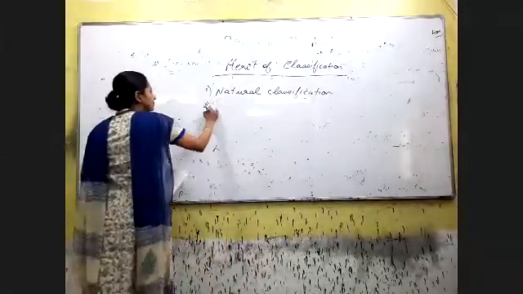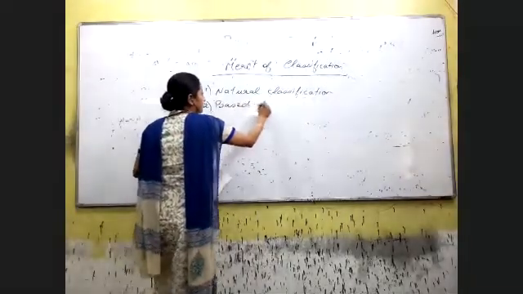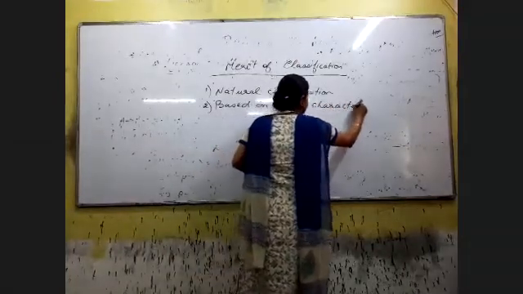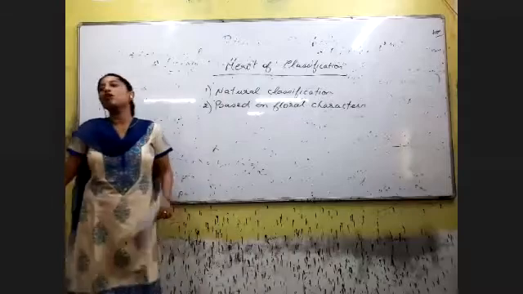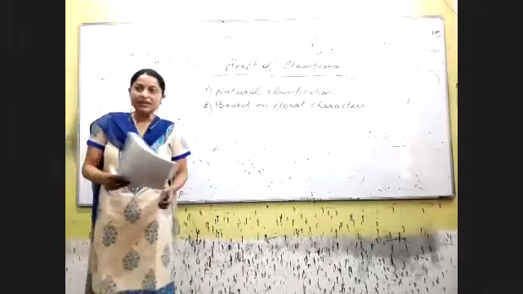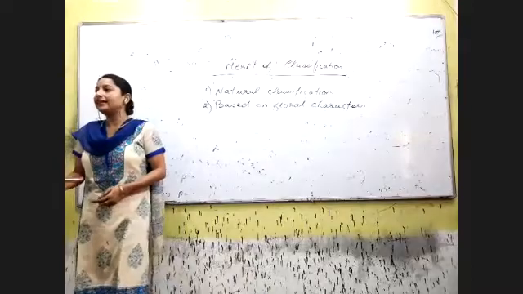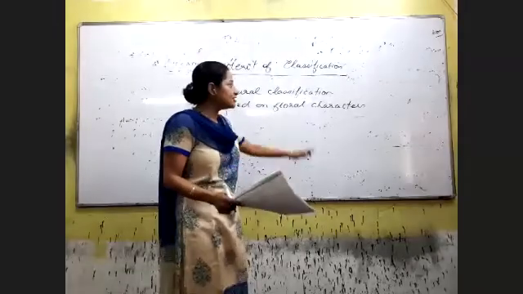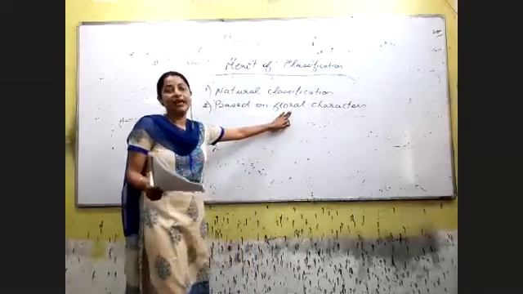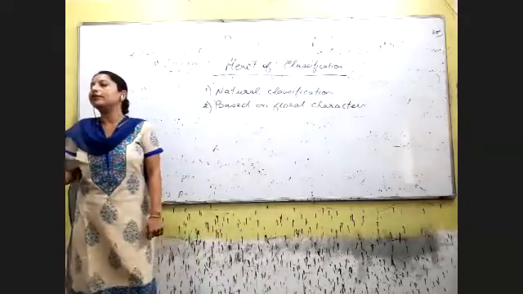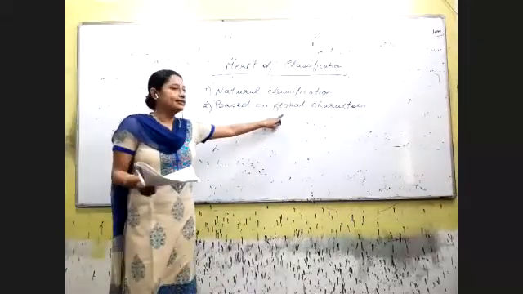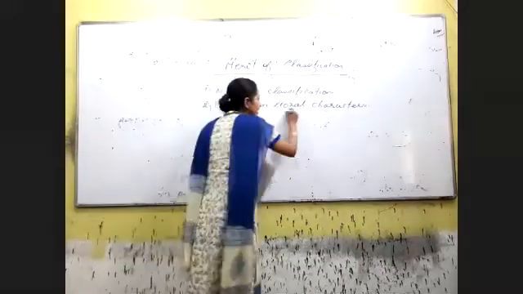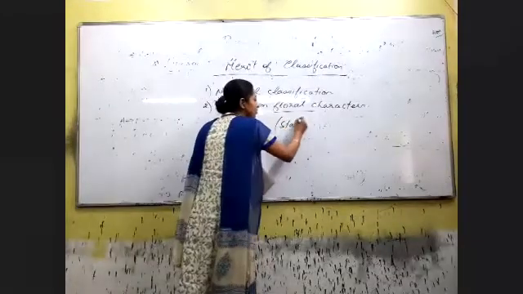Next is, this classification is based on floral characters, right? So you study the flower, whether the plant has a flower or not. Does the plant have a flower-like organ or does it not have one? So based on the floral characters, this classification is made. And whenever a classification is made on floral characters, that classification is considered to be a static classification, right?